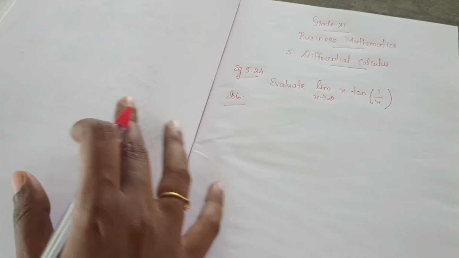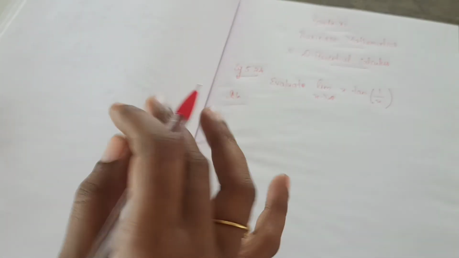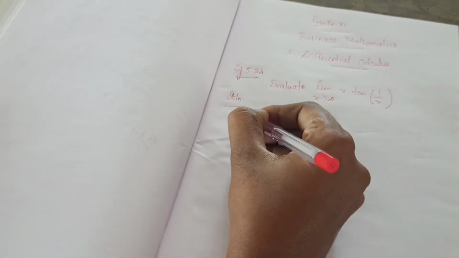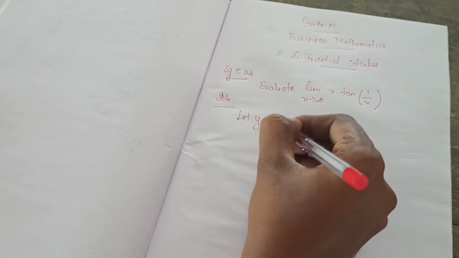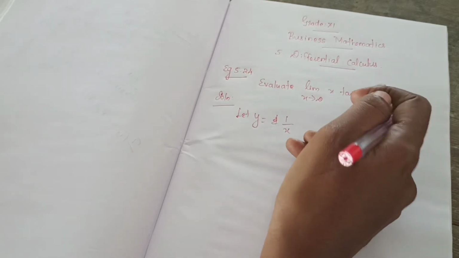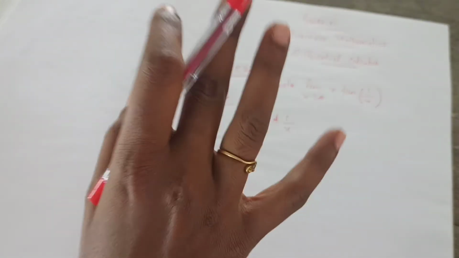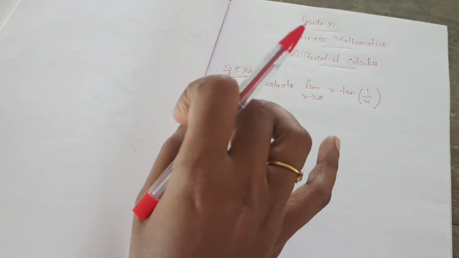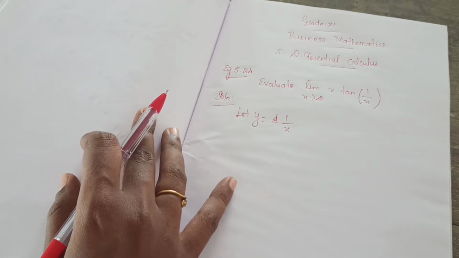So first, this one you can't do directly. First you need to consider 1 by x as some variable. So let us consider y is equal to 1 by x. If I am considering this as y, what will happen? x into tan y, is it right? When we know the limit x tends to 0, or y tends to 0, of tan x by x, the value will be 1.